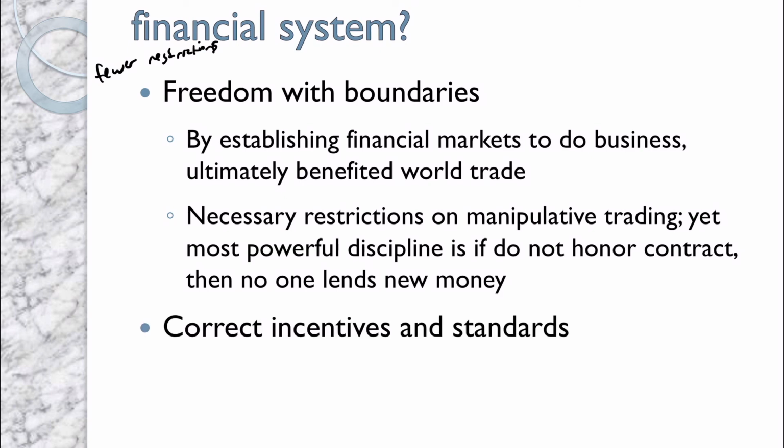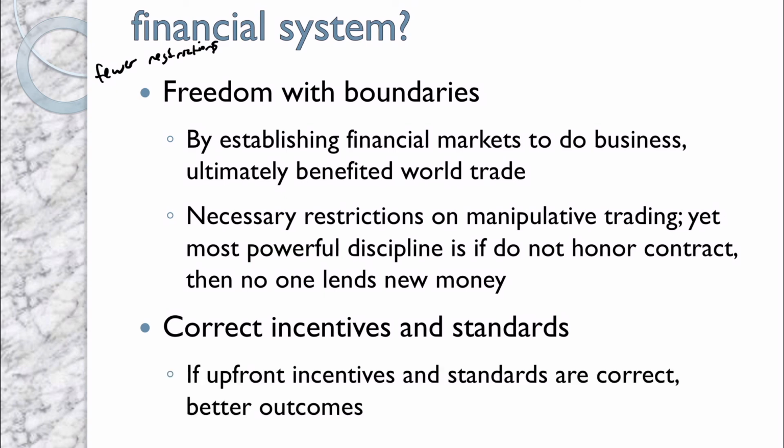A second key to a successful financial system is correct incentives and standards. So if your upfront incentives and standards are correct, you will have better outcomes. There's a lot of research that shows that corruption actually stunts economic growth. Basically, if you have correct incentives, if you make a bad investment or a bad decision because you're negligent, you should lose your job. If you're diligent and you make smart decisions, you should be financially successful.